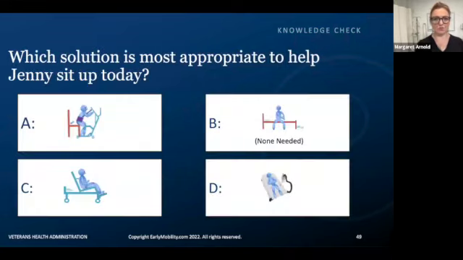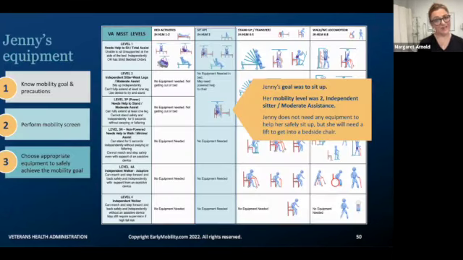Which solution is most appropriate to help Jenny sit up today? A, powered stand aid. B, no equipment needed. C, bed features. Or D, air-assisted devices. The answer is B. Jenny does not need any equipment to help her sit up. Our goal is sitting up, so we're in the second column. Her mobility level was 2, independent sitter. So we go down the left-hand side to find the row, and we go across to the column, and we find that no equipment is needed in bed, but she may need a powered lift to get her up into a chair.